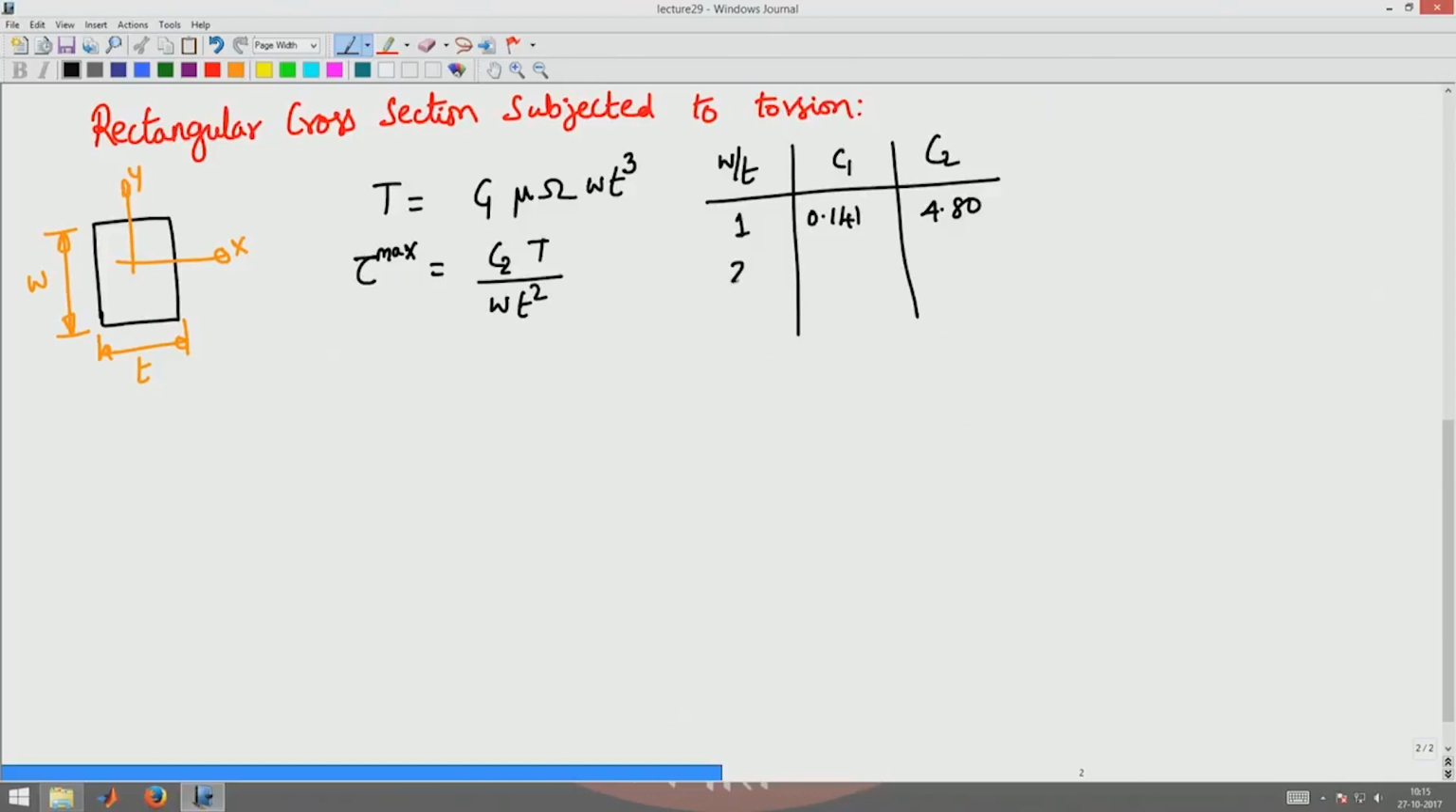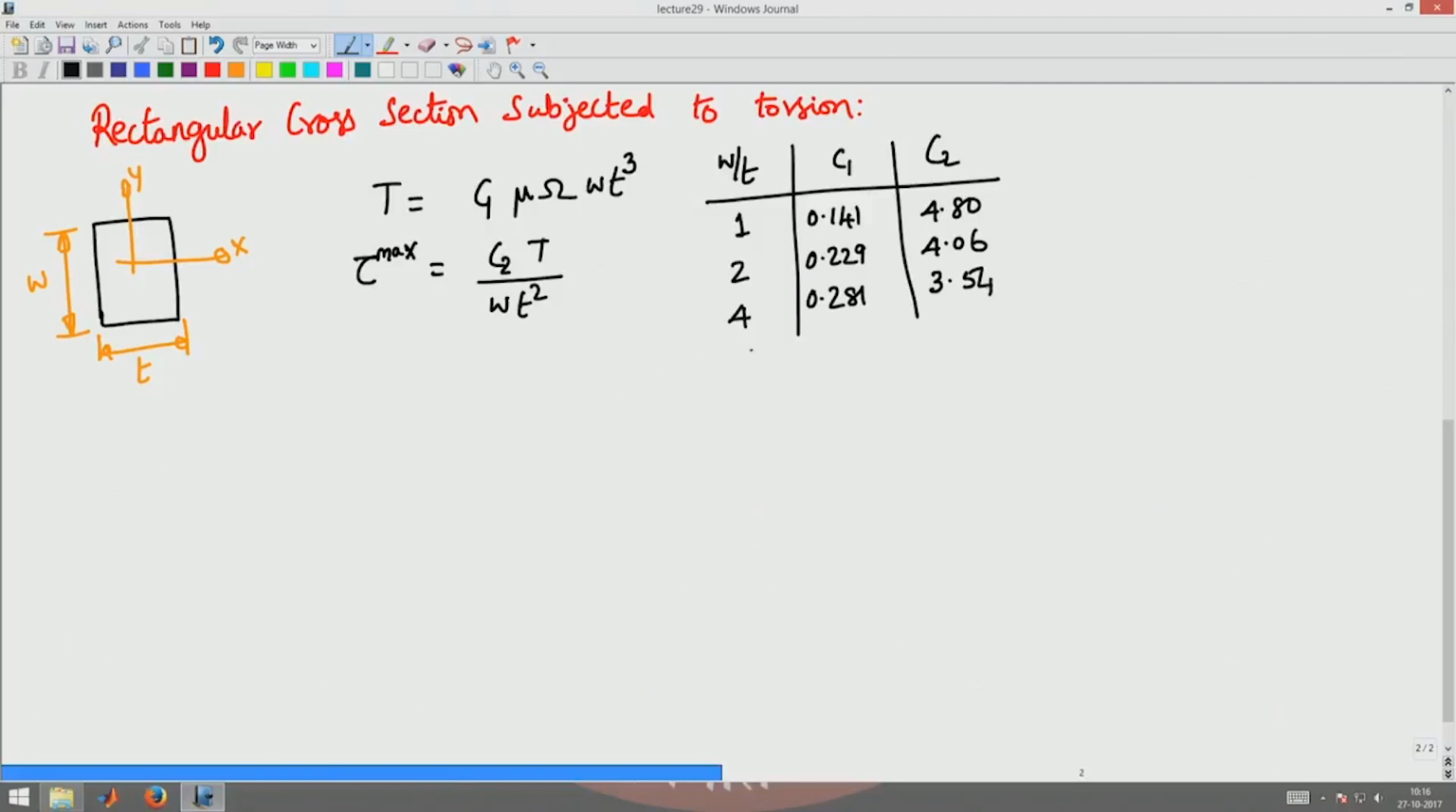If w by t is 2, C1 rises to 0.229 and C2 is 4.06. If it is 4, C1 is 0.281 and C2 is 3.54.